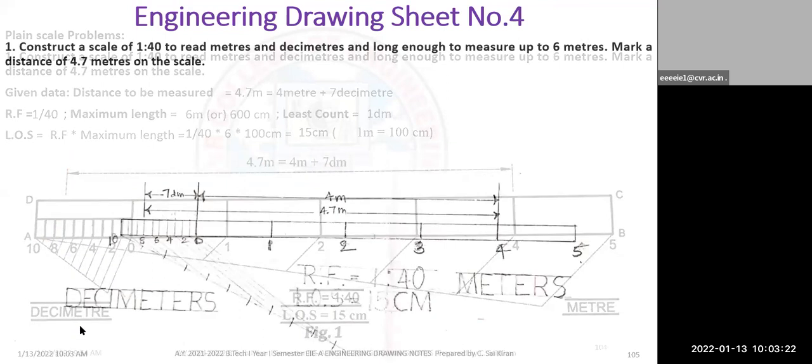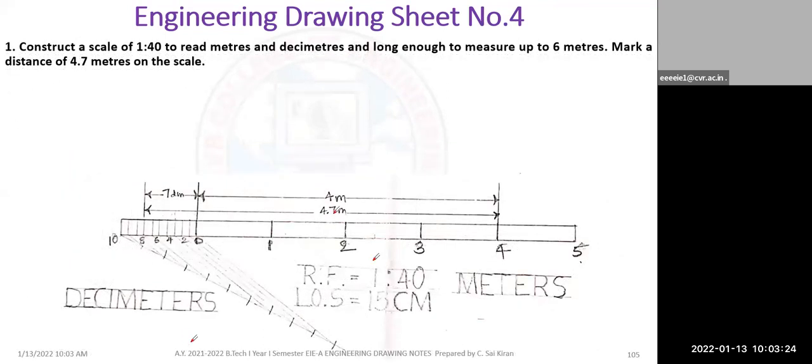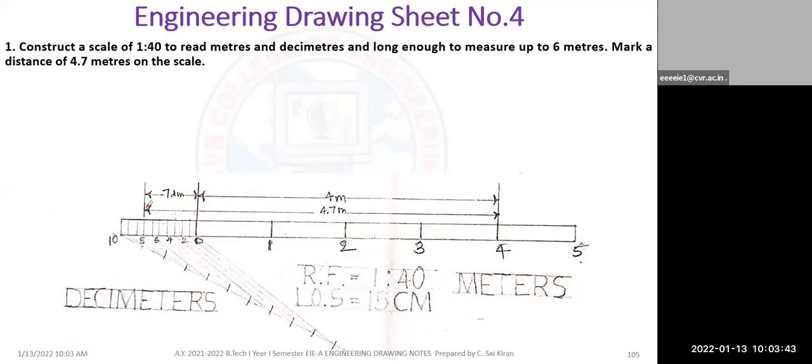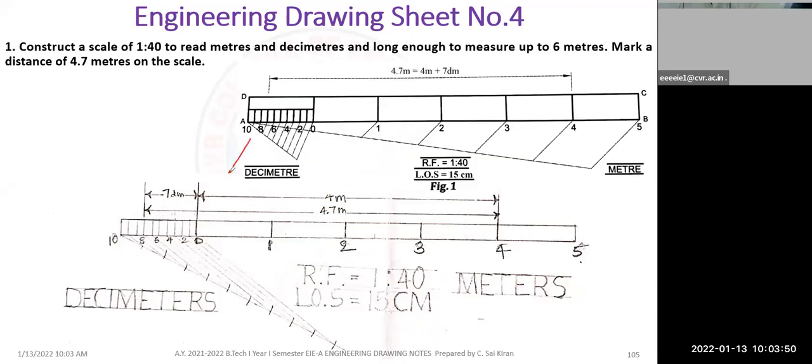And this is what your seniors have drawn. You have to represent 4.7 meters, 4 meters separately, and 7 decimeters separately. Here you have to write the values as meters. RF should be in capital letters, LOS you have to write, CM should be in small letters, and decimeters you can write. This is what your seniors have drawn. You can also draw the same thing, and don't forget to give the arrowheads like this, closed and filled. Okay. And this is the problem.